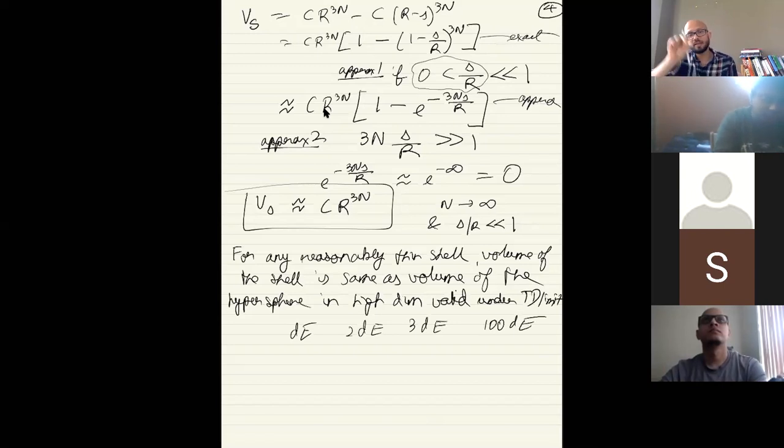Instead, if you have n multiplied by DE, then it could start to matter, because then this approximation will start to break down. So this is why in the microcanonical ensemble, it doesn't matter how precisely you specify your energy. You can take your energy, your resolution can vary, it's not going to make much of a difference.